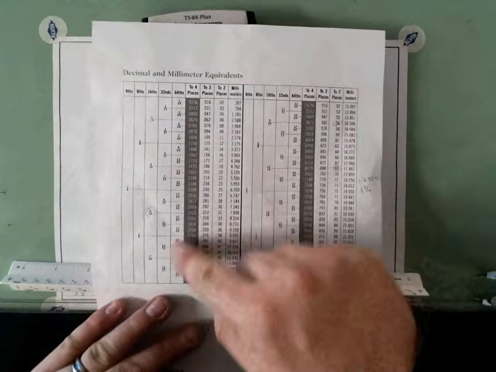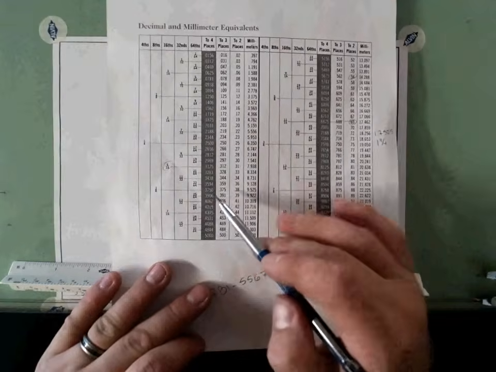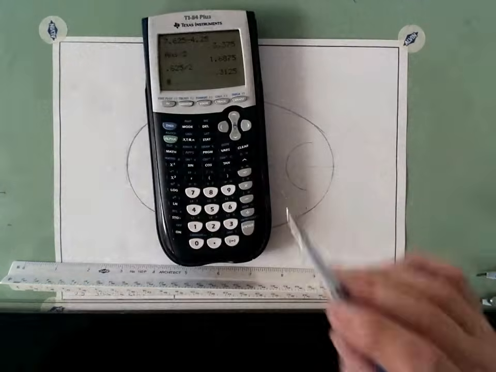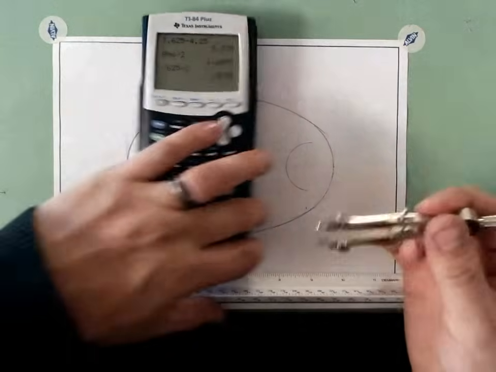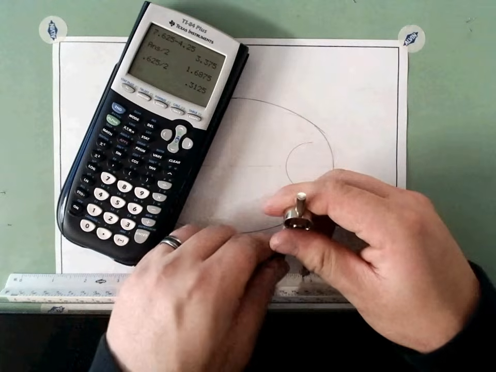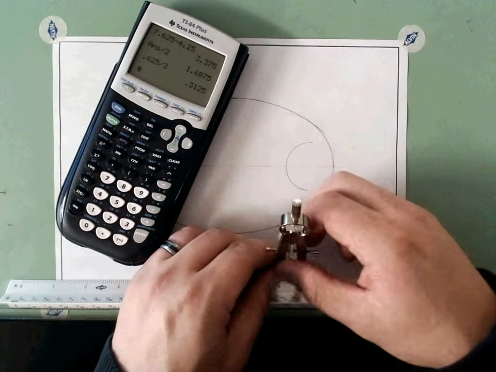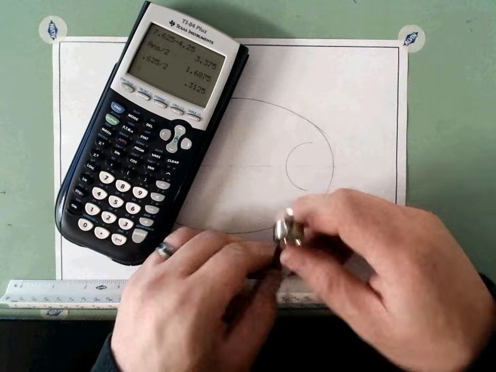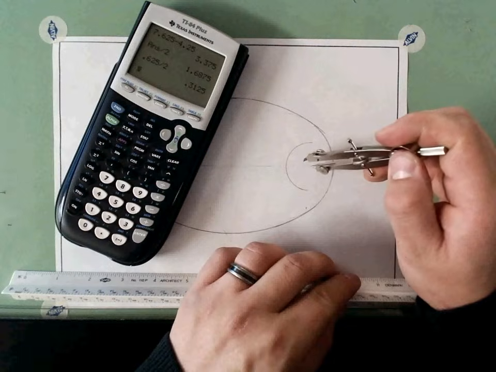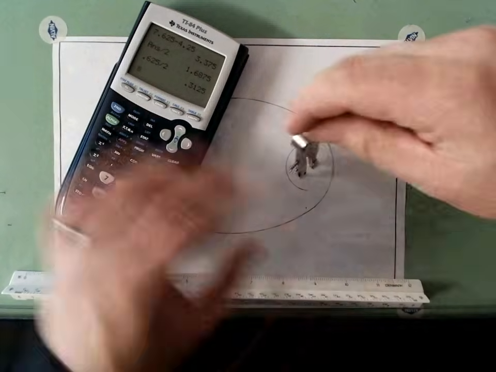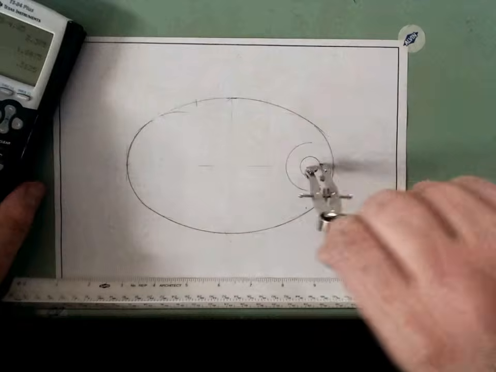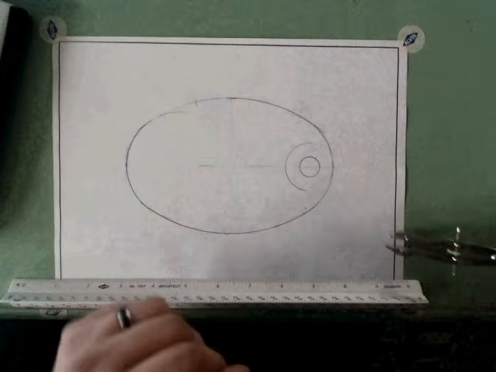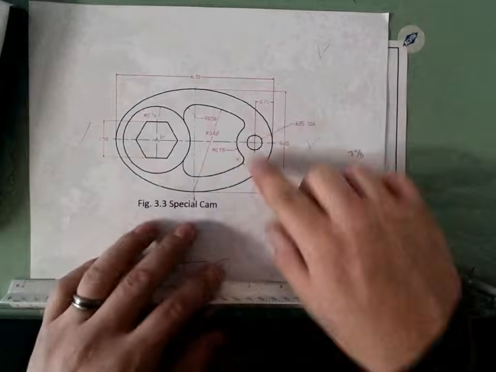So let's go back to our conversion chart. 0.3125 is right here. 0.3125, which is 5/16. So I'm going to go ahead and set my compass to 5/16 now. So there's 2, 4, and 5/16. This is going to be completely dark because it is a solid circle, nothing to it. Bingo bango, there we go.